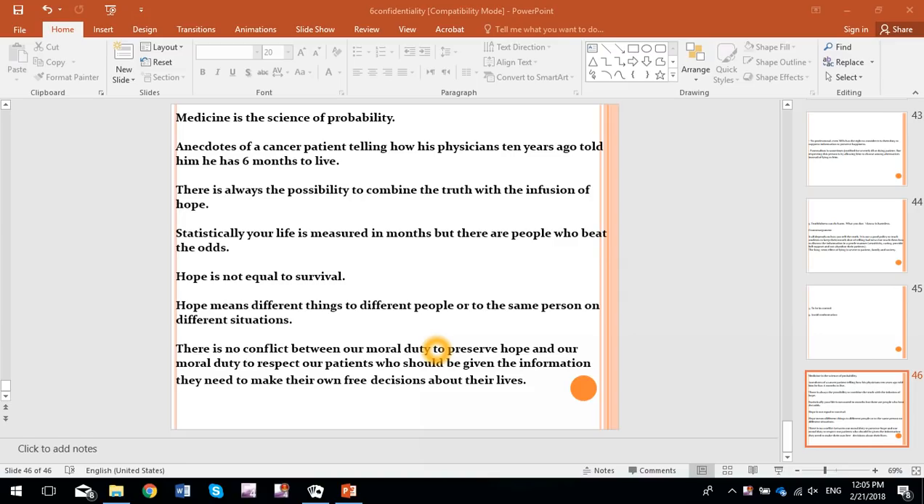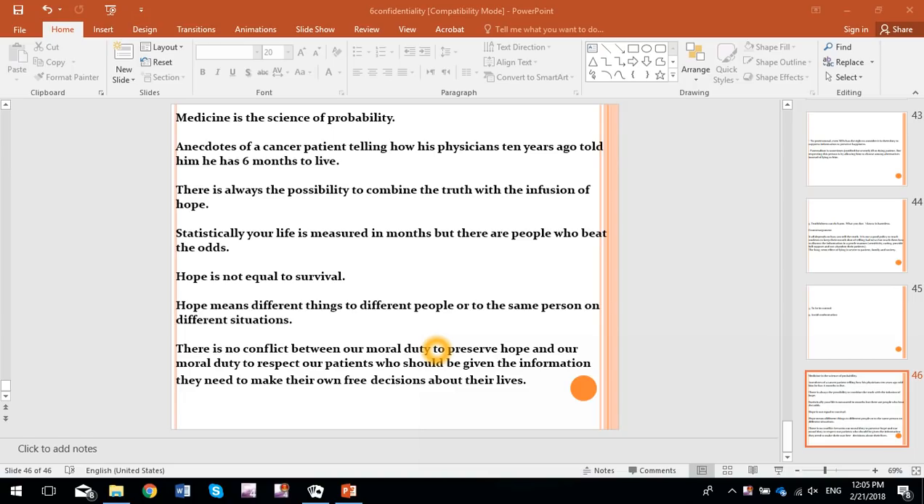There is always the possibility to combine the truth with the infusion of hope. ويمكن هذا الأساس حتى الباد نيوز telling the truth is there but again it has to be supplemented with the infusion of hope. Statistically your life is measured in months but there are people who beat those. What's wrong with telling the patient? عادة الناس اللي زيك من الإحصاءات أو من الدراسات بتقول إنه الناس اللي مثل وضعك عادة بيعيشوا أشهر لكن في ناس عاشوا 10 سنين. احنا بنحكي statistics months لكن في ناس لا عاشوا أكثر من هيك.